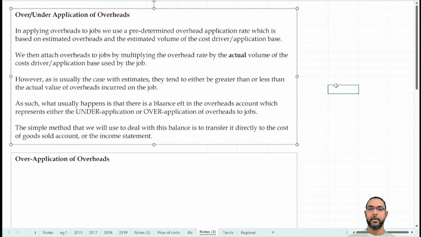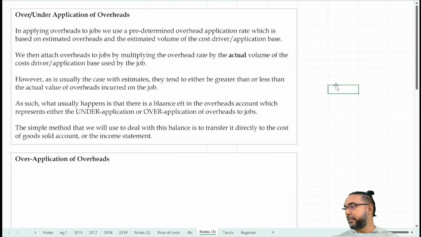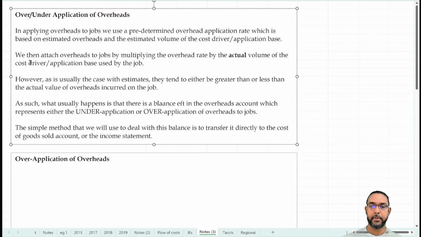Right, so in applying overheads to jobs, we use a predetermined overhead application rate, which we know from before. It is based on estimated overheads and the estimated cost driver volume. We then attach overheads to jobs by multiplying the overhead rate by the actual volume of the cost driver or application base used by the job. So we saw that, 2,400 machine hours multiplied by the 820. That was the first question for the day.